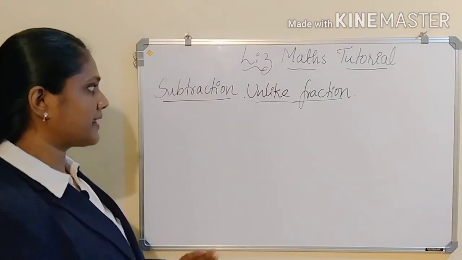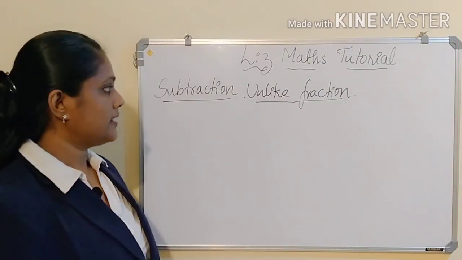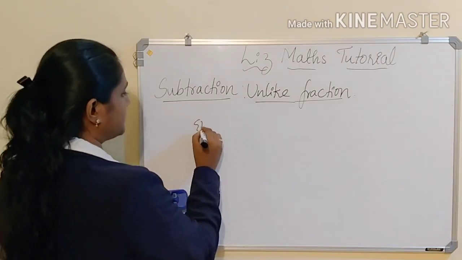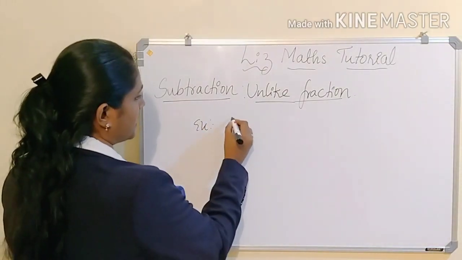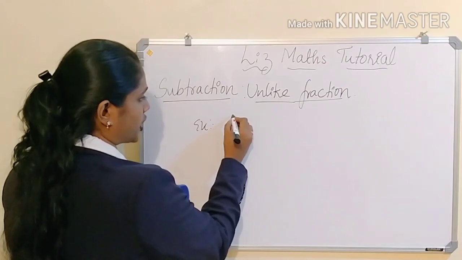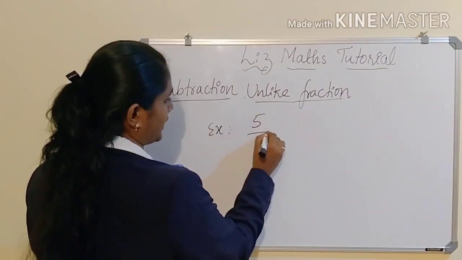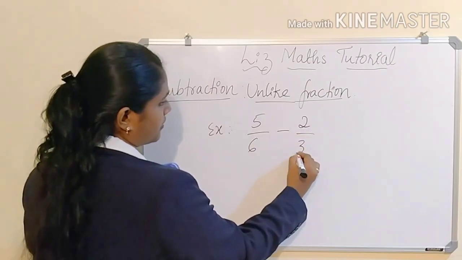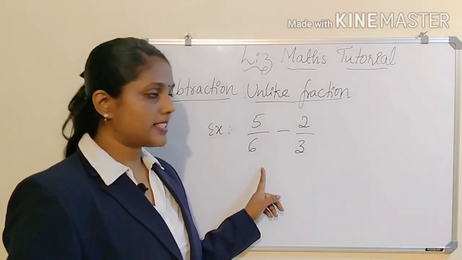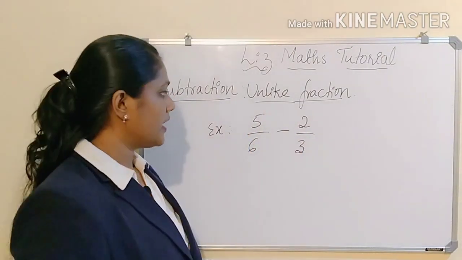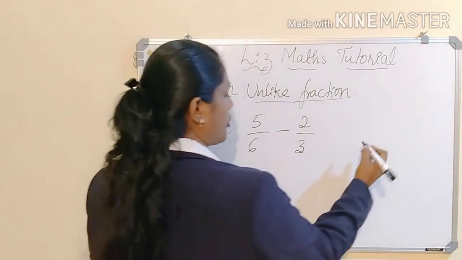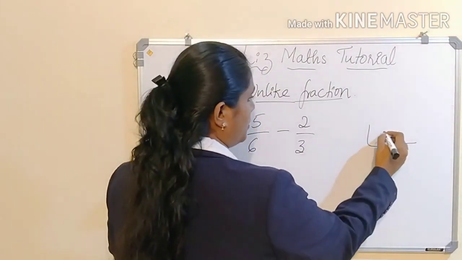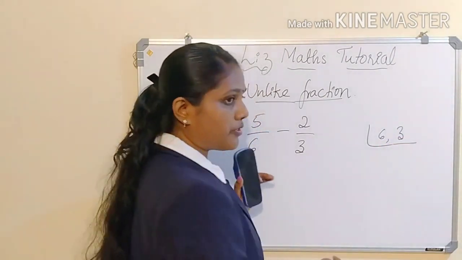How to subtract the unlike fraction here? So let me take one example. It should be an unlike fraction. We have 5 by 6 minus 2 by 3. So here, different denominators. So you go for the LCM of these two, 6 and 3, by the division method.